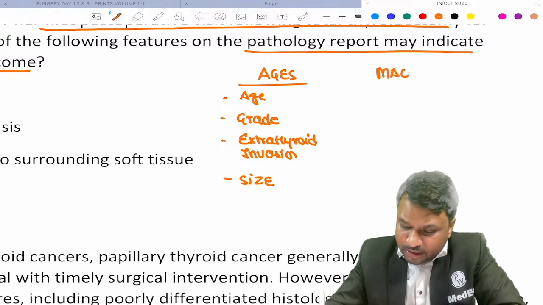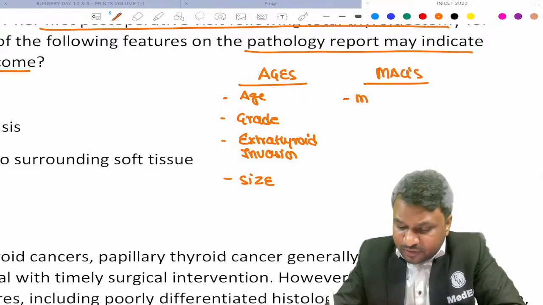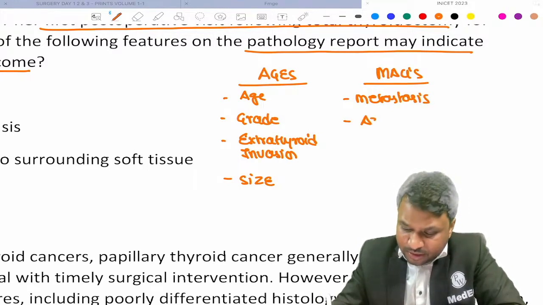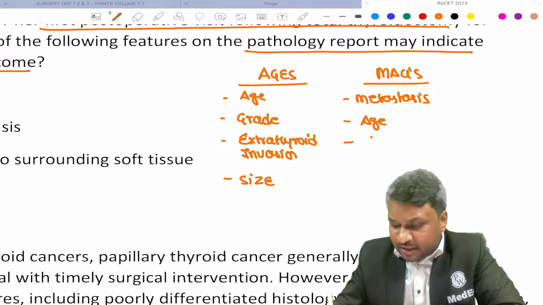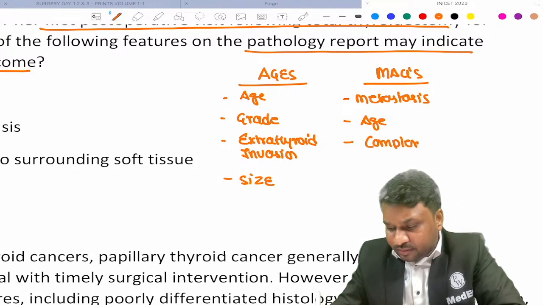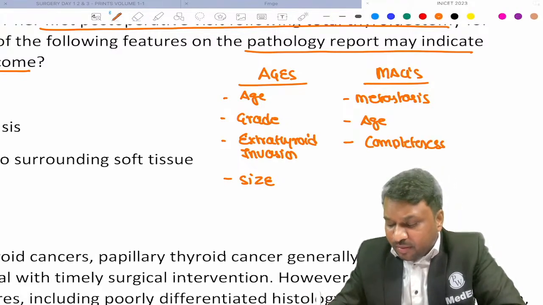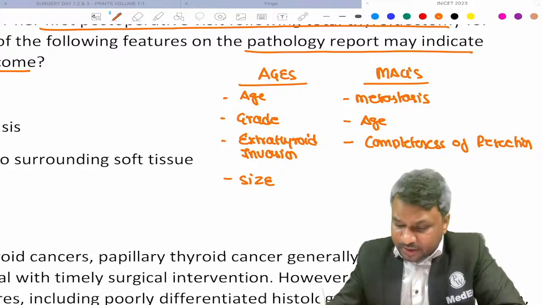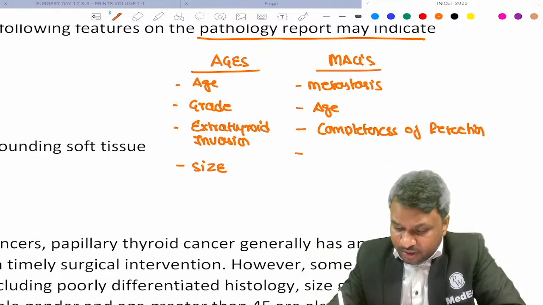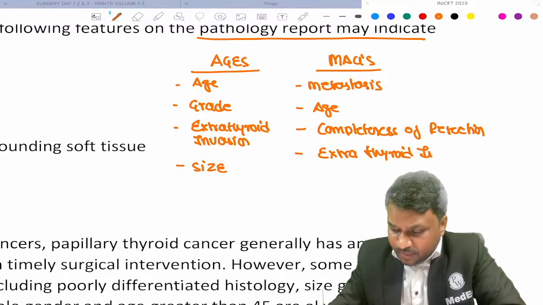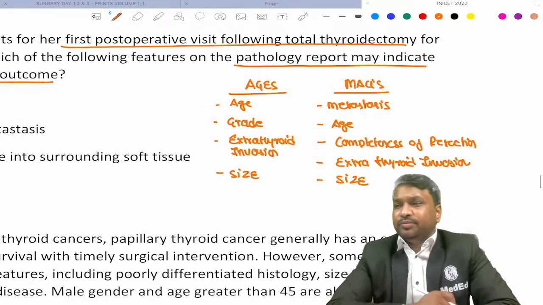Then you have another protocol called the MACIS. M stands for metastasis. A stands for age of presentation, we'll say less than 40, more than 40. C stands for completeness of resection. I stands for extrathyroid invasion. S stands for size of the tumor.